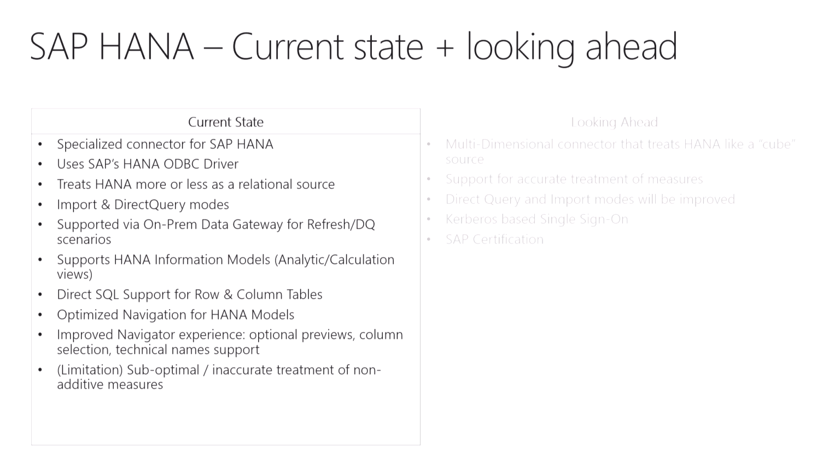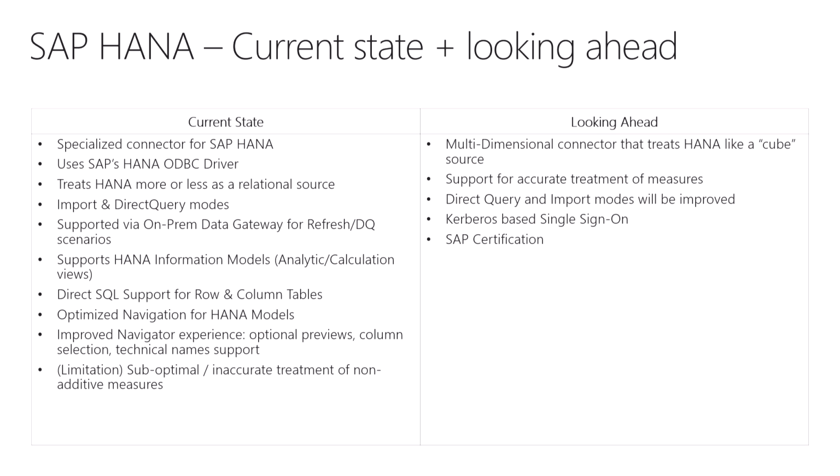Looking ahead, we're going to greatly improve our HANA direct query mode to include multidimensional treatment of HANA. So basically treating HANA like a cube source and start respecting hierarchies. We're also going to be pushing down the execution of those non-additive measures, and measures in general, to the underlying cube so that the right formulas will be applied at the cube level based on the right context for your query, for your aggregation. The other thing we mentioned already was the Kerberos-based single sign-on support that we're working on.